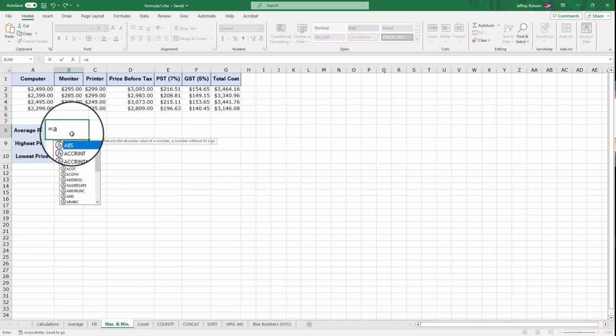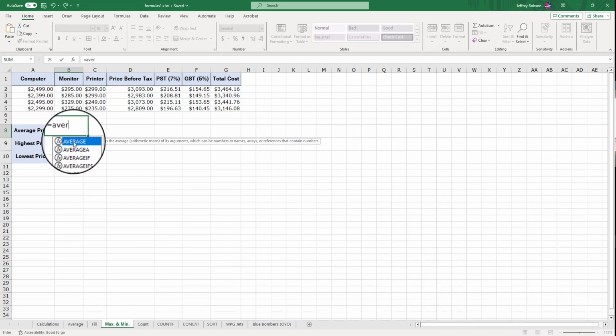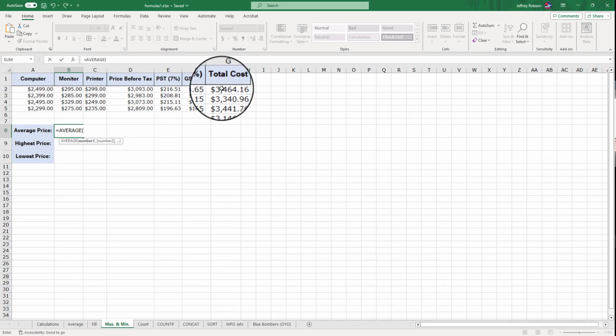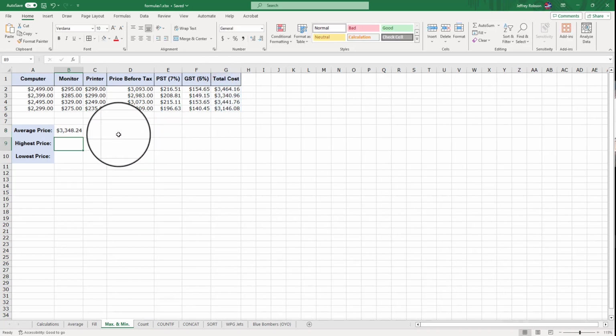Now 3 more before we finish this quick section. If we go equal, we've done averages before on the previous page, so that should be pretty easy. So if we go average, we want the average of the total costs. So we're just going to highlight all of those, and that'll tell us what the average cost is.